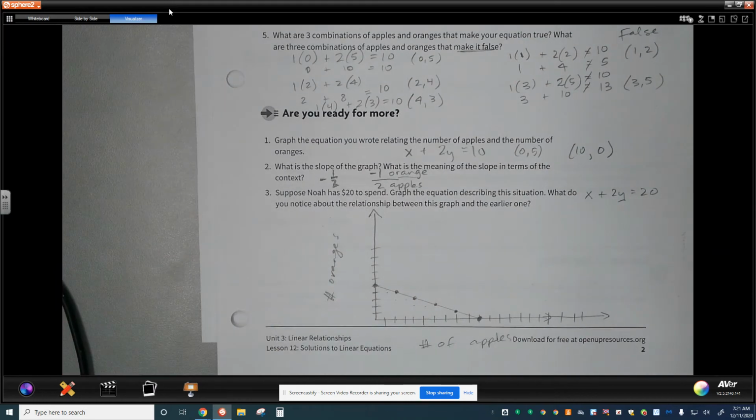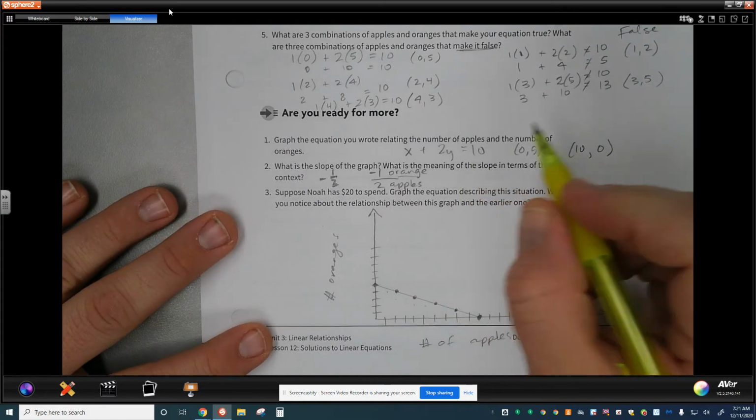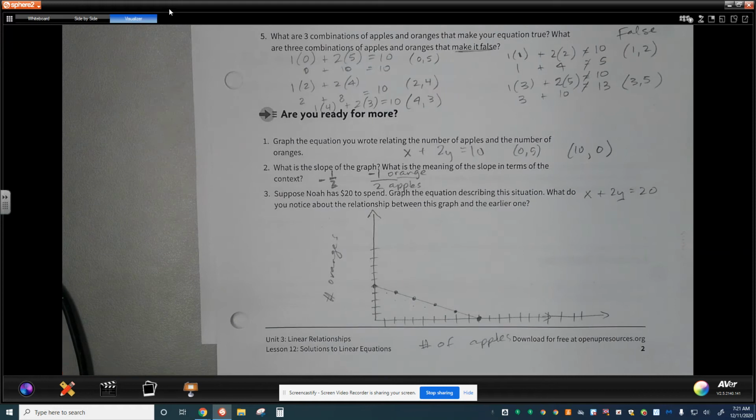So when we talk about in terms of the slope, we can say if I subtract an orange, I get 2 more apples. But on the flip side, I could say that if I add 1 more orange, I have to subtract 2 apples. So take away 1 orange, you gain 2 apples. Take away 2 apples, you gain 1 orange. Either way could be represented there.